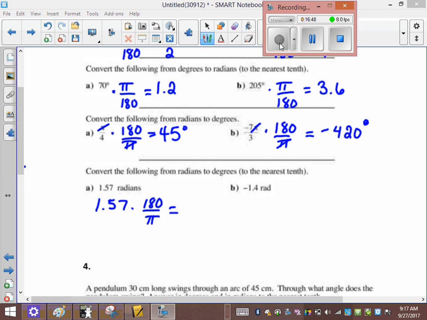Oh, proper rounding rules makes that 90.0. It does. Now, this will be my little fight again. But Mrs. Lepp, 90 and 90.0 are the same thing. They technically are the same number. I will give you that. But that is not to the nearest tenth. The nearest tenth is how many decimal places?